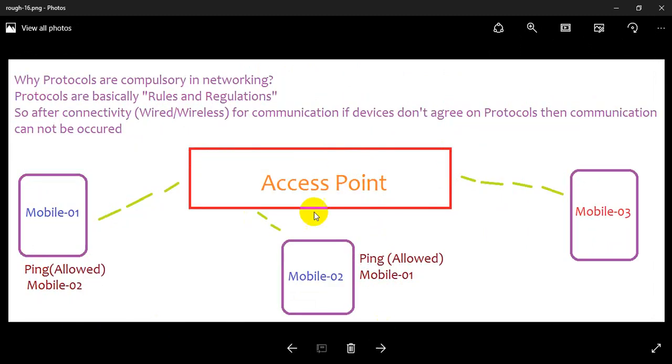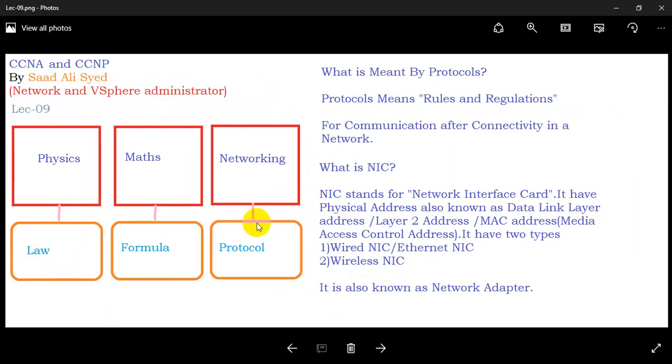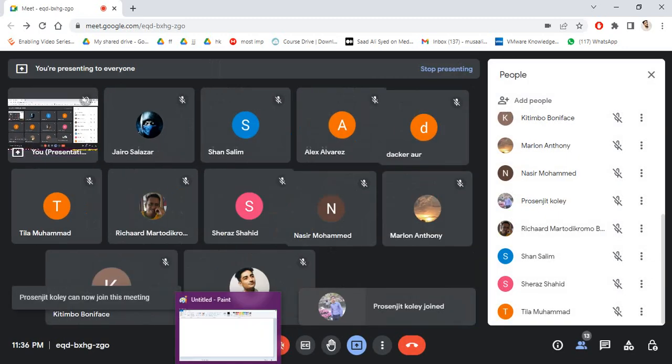Look at this. I already explained in this diagram that without protocols in a network, you cannot communicate with another device until and unless you agree on protocols, even if you are connected through wired or wireless connectivity. So this is the best example, I think, that without protocol you cannot communicate with another device even if you are connected through wired or wireless connectivity. So protocols are compulsory in networking.